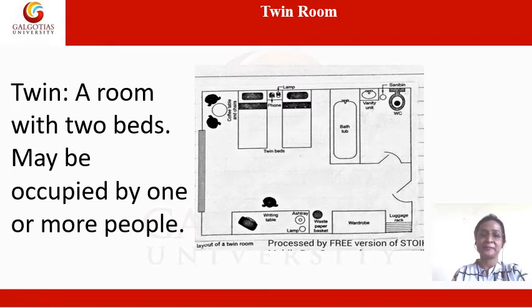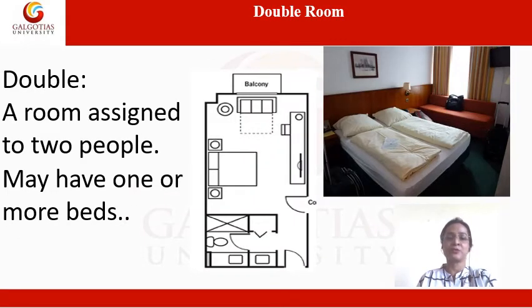Let's see it. This is the double room. As I told you, the name is justifying. It means a room or a bed that can accommodate two people. So that is what the double room is all about. It may have one bed or more than one bed. This is the picture which I had taken to make you understand what the double bed actually looks like.